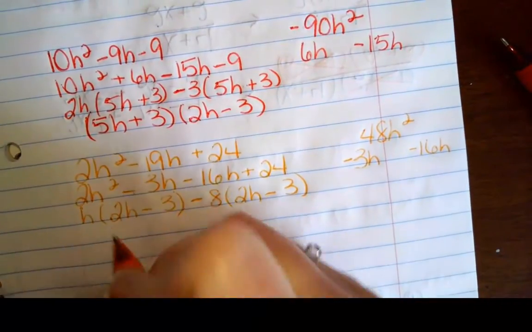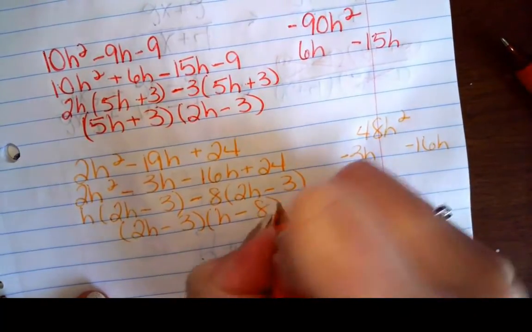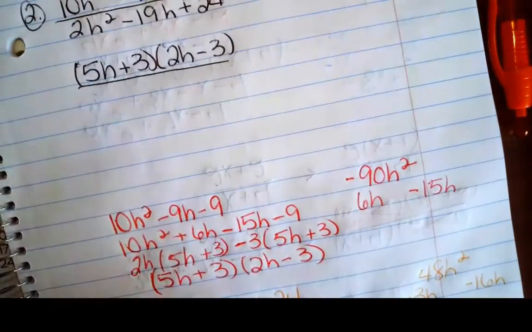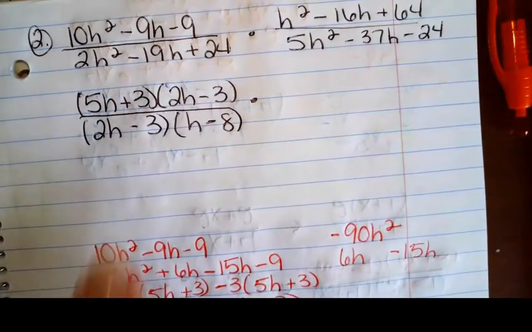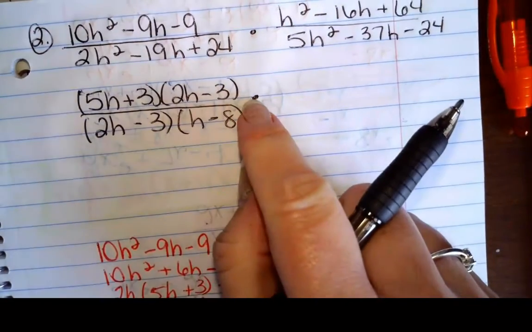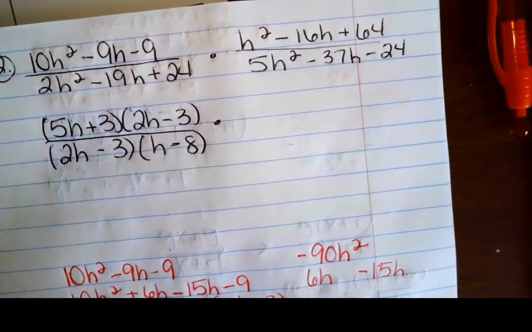So tell me what is in parentheses. Tell me what is not in parentheses. So this denominator up here just turned into 2h minus 3 times h minus 8. So here's the deal. Don't get confused. So I've got this thing times this thing times this thing. So it's just going to turn into a big multiplication problem across the top.